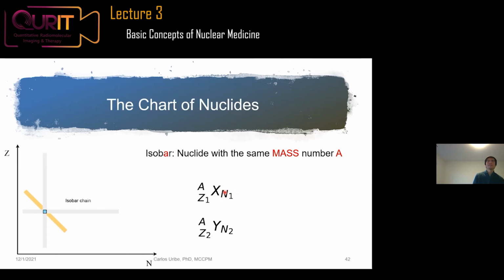And we also have something that we call isobars. Here I'm highlighting the A because it's related to the mass number. These are nuclides with the same mass number. So A stays constant, but Z might be different and N might be different, which is going to look like a diagonal line in that chart of nuclides.